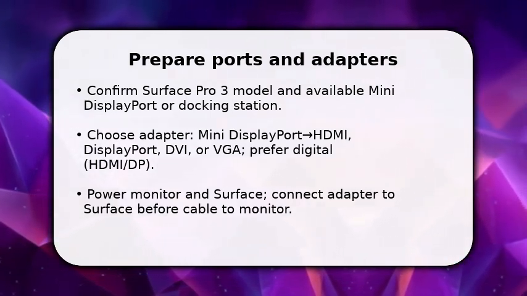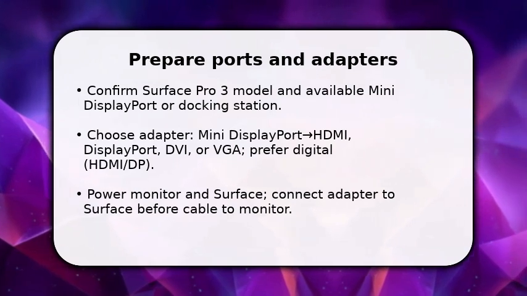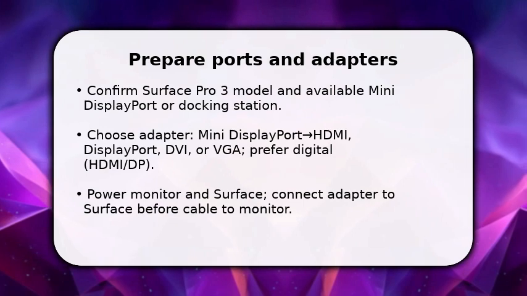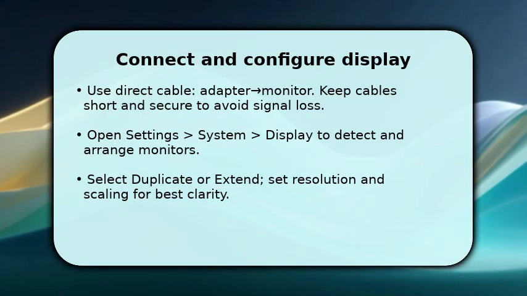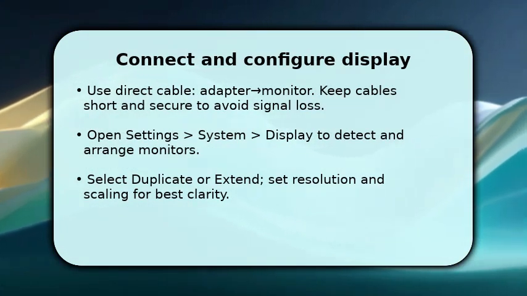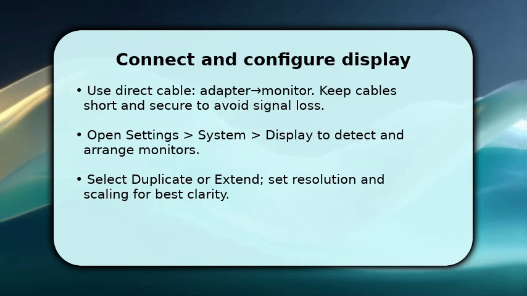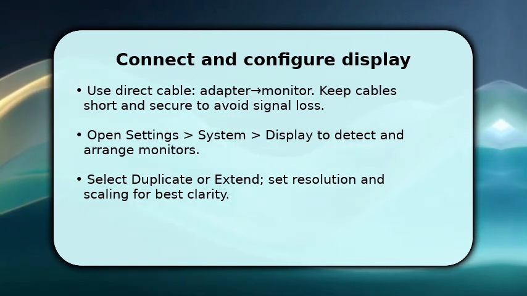If you use a docking station, dock first, then connect the monitor cable. This sequence reduces confusion and speeds up detection. After the physical connection, watch the Surface for automatic detection. If it doesn't appear, open Settings, go to System, then Display, and click Detect.